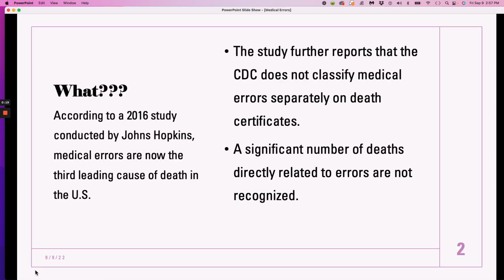A 2016 study conducted by Johns Hopkins said that medical errors are now the third leading cause of death in the United States. That was really surprising to me. They went on to say that the CDC does not classify medical errors separately on death certificates, so the number they used to decide it was the third leading cause of death is probably a great deal higher.